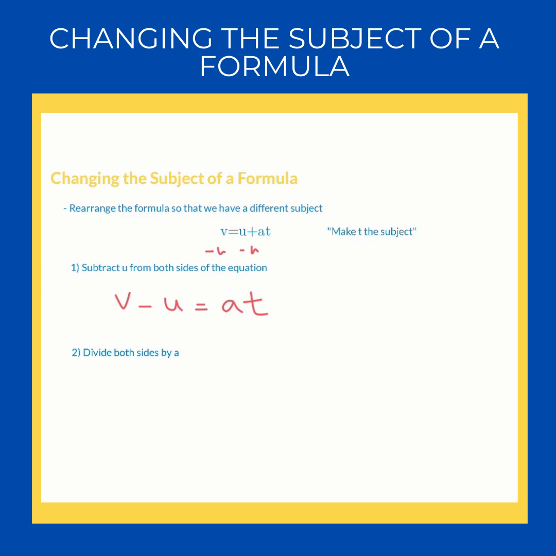Now the second step is to divide both sides by A. So I will divide the right hand side by A and the left hand side by A. So I get T equals V minus U over A. So T is put on the left hand side of the equation and all other variables on the right hand side of the equation.